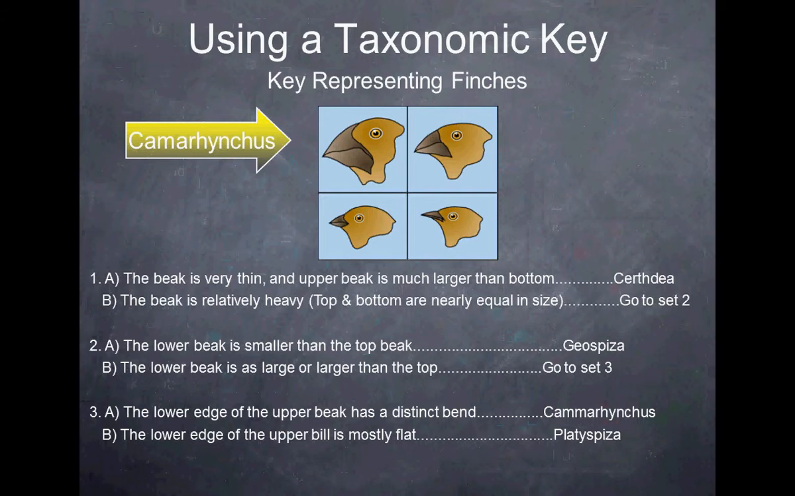Let's look at this finch below that. Is the beak very thin? Upper beak much larger than the bottom? No, they're about equal in size. Let's go to two. Is the lower beak smaller than the top beak? Or are they about the same? About the same. Top's bigger. Yeah, top is definitely bigger. Yeah, this is a Geospiza finch.